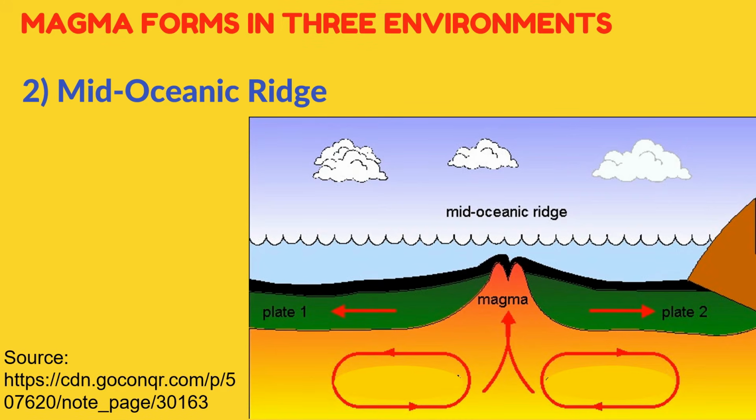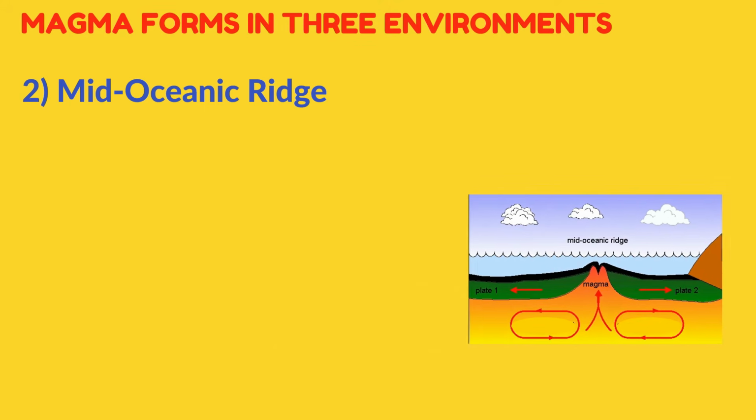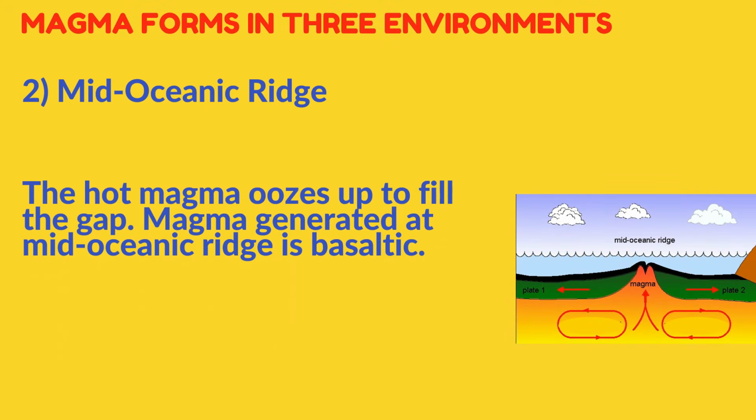The next environment is the mid-oceanic ridge. Magma is released at a diverging plate. As you can see in the middle, the hot magma oozes up to fill the gap. Magma generated at the mid-oceanic ridge is basaltic.